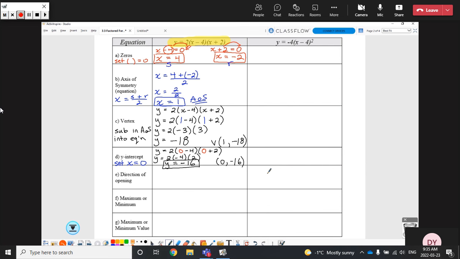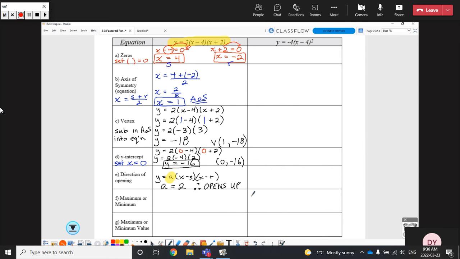There's actually more space for the direction of opening. Okay, direction of opening. Whenever we're looking at that, we go right to that a value. The a value in both standard form and factor form are the same. And notice that this a value up here is positive 2. So this is open up or down. The a value, it's the first one here. So in the y equals a, x minus s, x minus r, it's this right here. So the a is positive 2. We can even write that down. A equals 2. Therefore, we can say this opens up.